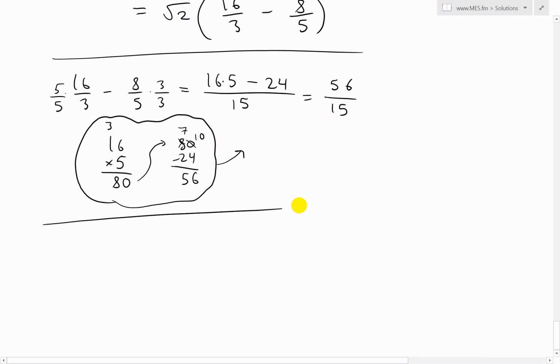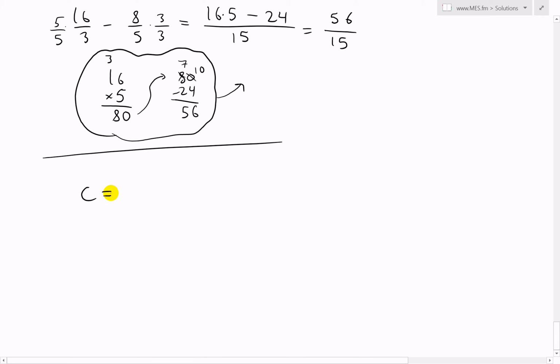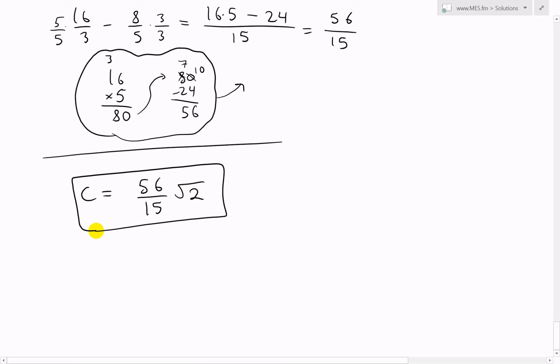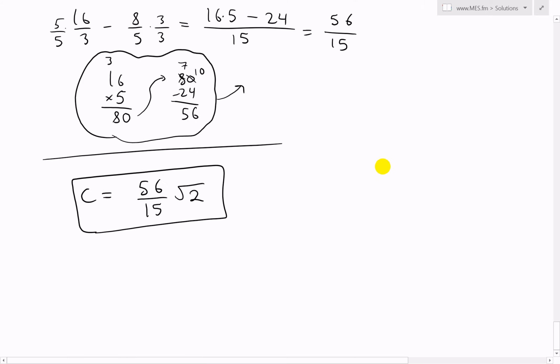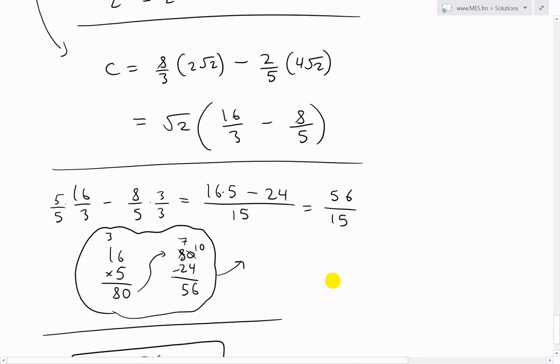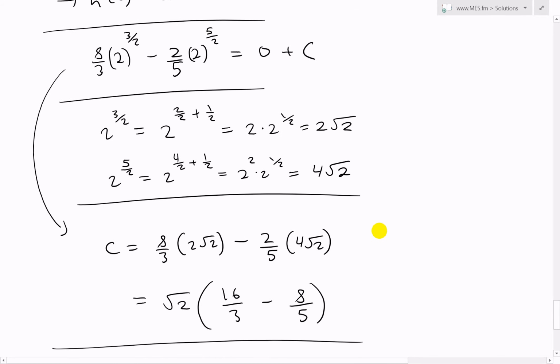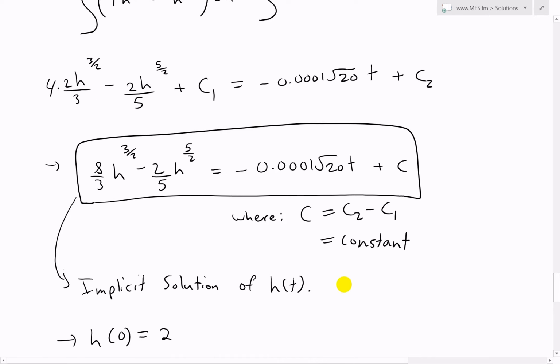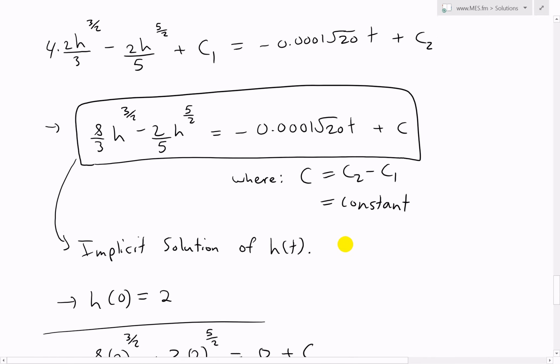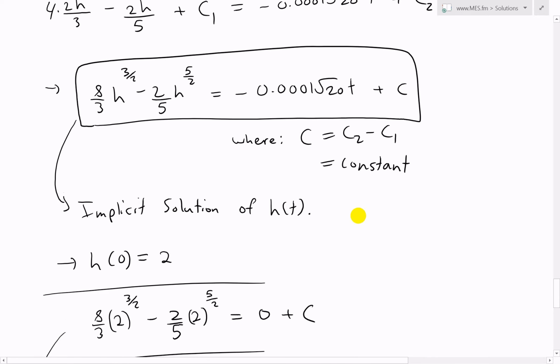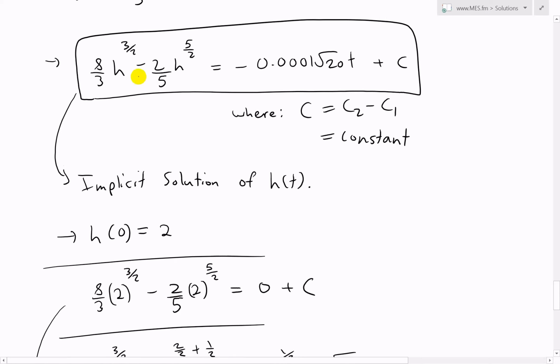So what we finally end up getting is C is equal to 56 over 15 times square root 2. So yeah, this is the exact value of the constant C, as opposed to just using the calculator. And it's more fun just doing this algebra by hand. So now that we know C, we need to find what the time is when this completely drains out.